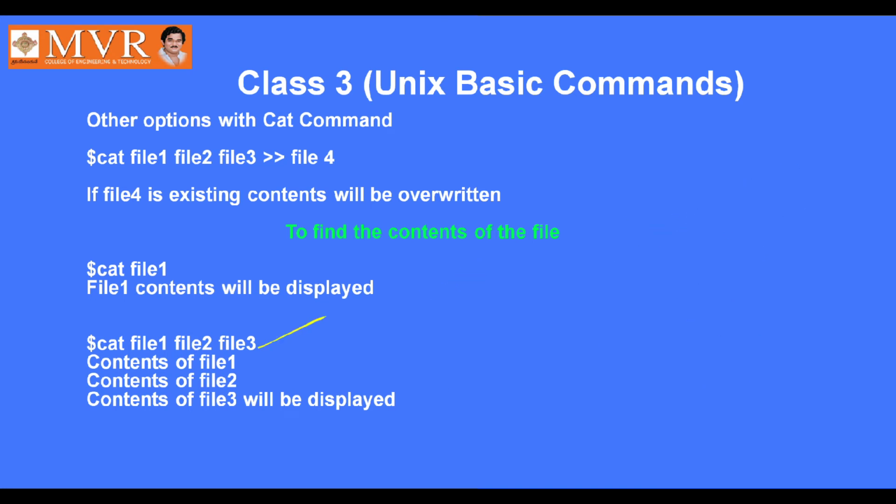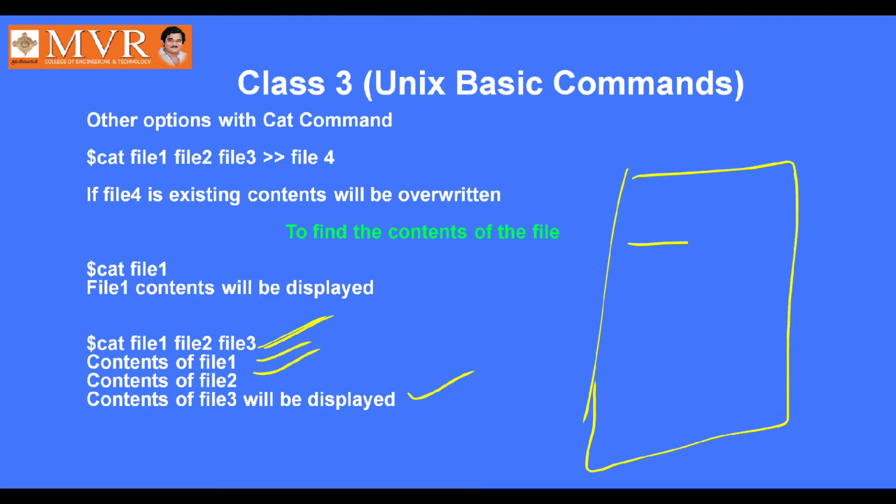As I showed here, you can also use cat file1 file2 file3, which means the contents of file 1 will be displayed, followed by file 2 contents, and then file 3 contents will be displayed. So if it is the screen, the file 1 contents will be displayed first, followed by file 2, followed by file 3. At the same time you can use f1 f2 f3, or you can use them individually, like only typing cat f1, so only f1 contents will be displayed on the screen.